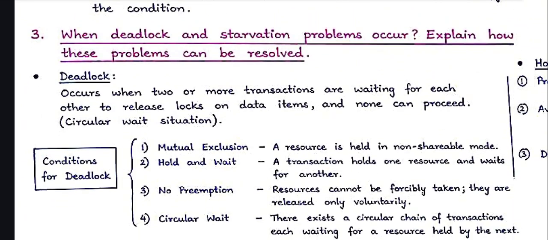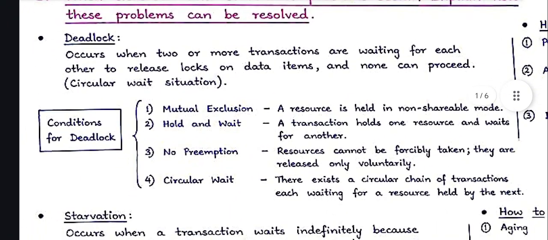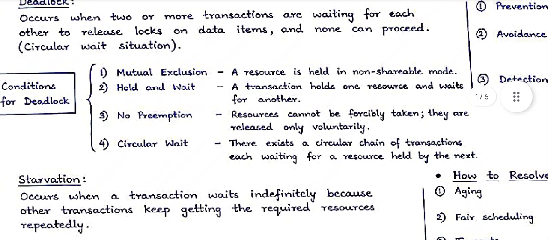When do deadlock and starvation problems occur? Explain how these problems can be resolved. Deadlock. What is deadlock? It occurs when two or more transactions are waiting for each other to release locks on data items and none can proceed further. It is a circular wait situation. Conditions for deadlock are: mutual exclusion.